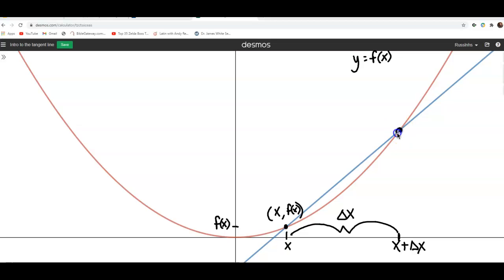So now if I want to label this point, I would call this the x value x plus delta x. And if that's the x value, the y value will be the function's value when I plug that into it. So instead of y2, I'm going to call it f of x plus delta x. All right? And that means that this y value right up here is going to be f of x plus delta x.